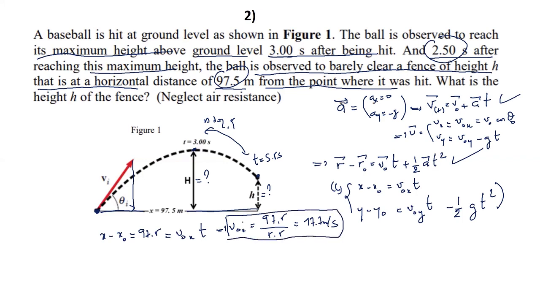But now let's exploit, because here the question is to find this vertical displacement here, H. So for the vertical displacement, I will have y minus y naught, basically H, is equal to what? V naught y multiplied by t, and t here is 5.5 as you see, minus half g, which is 9.8, t square, which is 5.5 square. So the only unknown here is this V naught y. How will I get the V naught y?